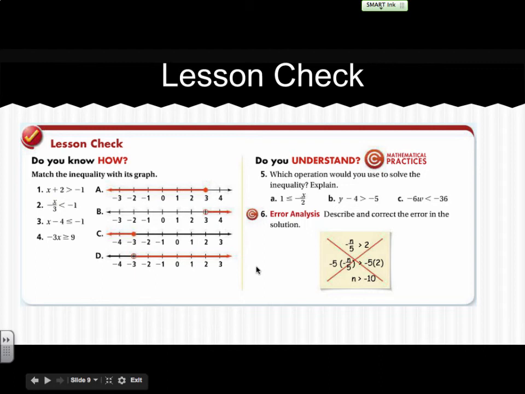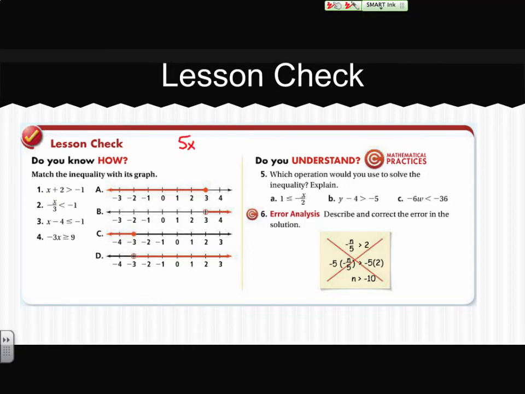Okay, lesson check. I do want to point out something real quick. If I had had a number like 5x is less than negative 10, if I divide both sides by 5, do I flip the sign? No, because I'm dividing by a positive 5, and so I would have x is less than negative 2. It doesn't matter what this number is. It matters what you're dividing by or multiplying by. As long as it's positive, you do not change the signs.